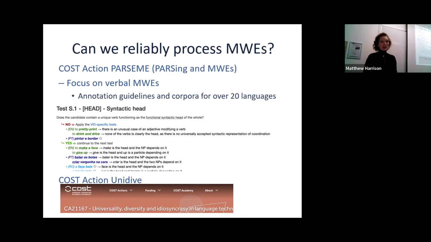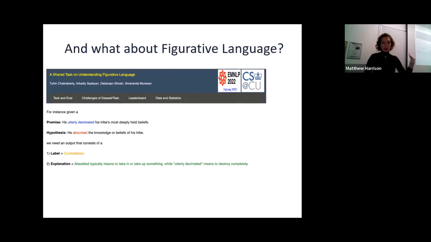If you're interested, please get in touch, because the action just started, and we are still looking for interested people, for example, in the UK, to join the action. If you are interested, you can get in touch with me, and I'll nominate you for the action.